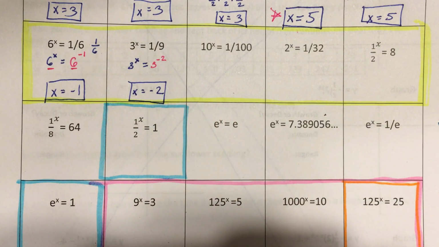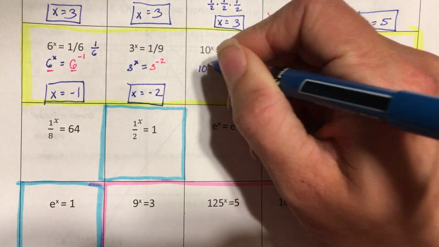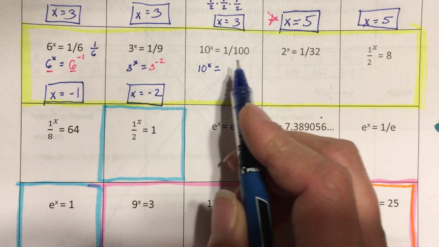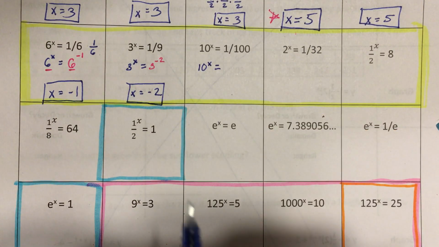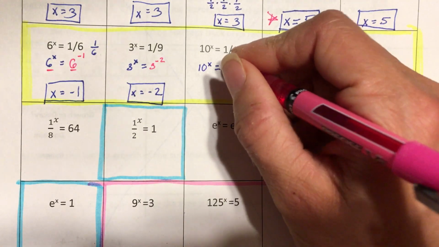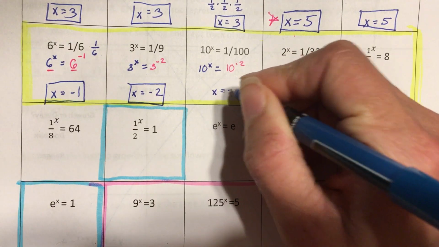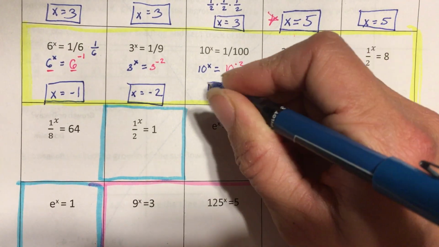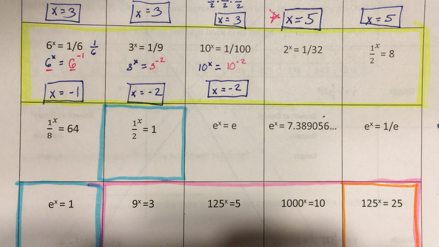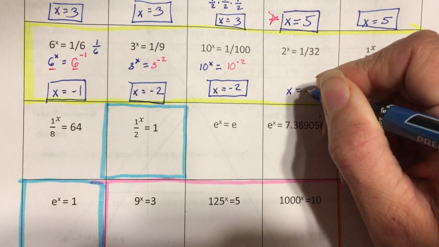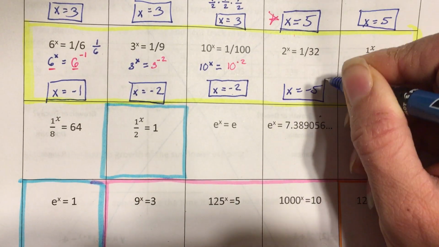On this one, we have 10 to the x equals 1/100. So focusing in on that denominator, how can I write 100 as base 10? 100 would be 10 squared. So how do I get 1/100? That would be 10 to the negative 2. So x is equal to negative 2. So again, folks, negative exponents don't affect the sign of the number, only the location of the base within a fraction. So then, following the same suit, this would be x equals negative 5.